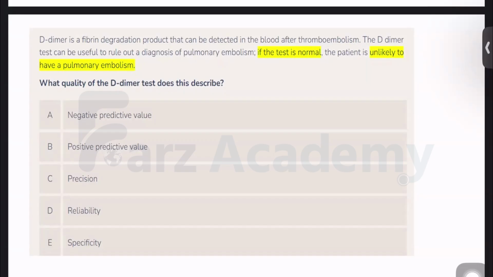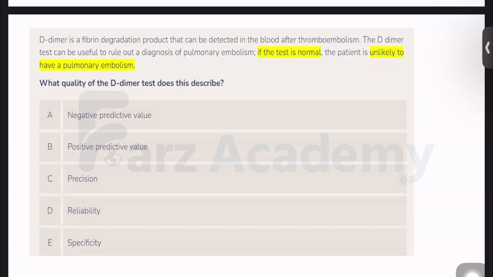Specificity. The test is normal, the patient is unlikely to have a pulmonary embolism. Negative predictive value. The test can predict that a person with a negative result, that means a normal result, will not likely have the disease.